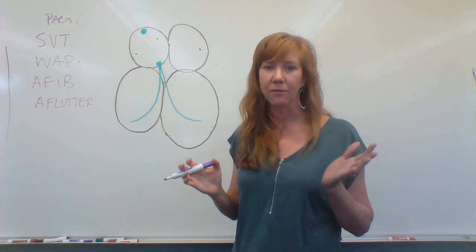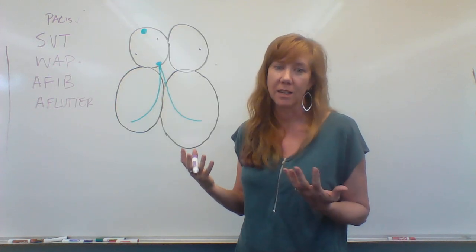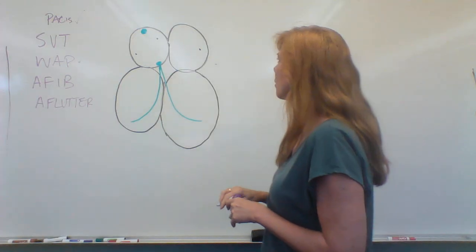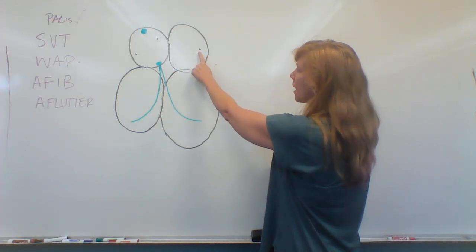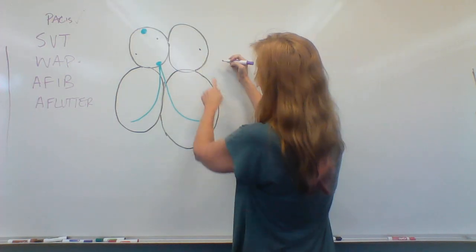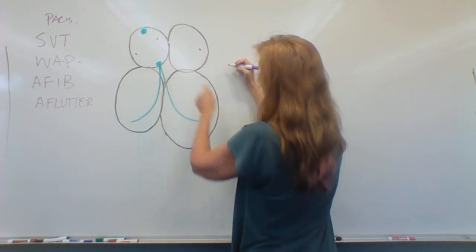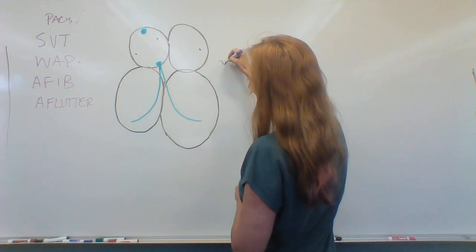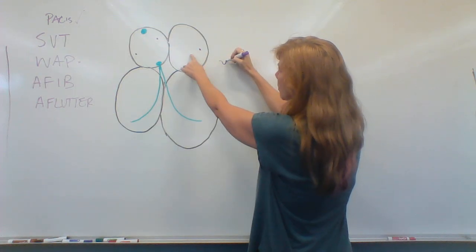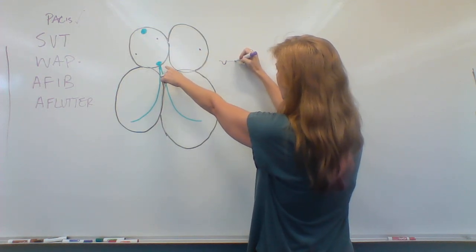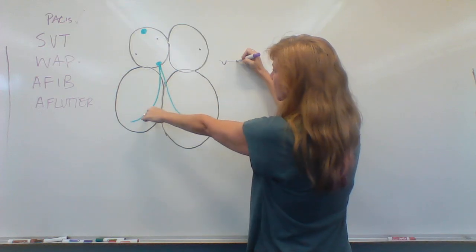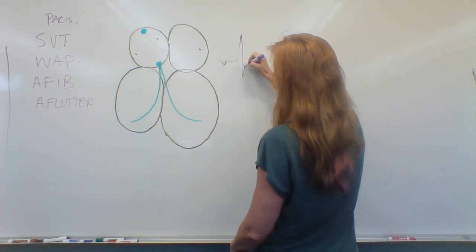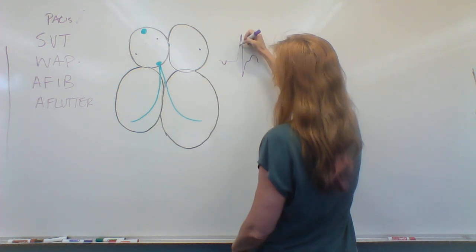Now this is a really funky rhythm, and you only see it very rarely, but we might as well throw it in, and we'll look at a couple strips in class. So if this cell fired first, and it's really far away, let's say that it makes an upside down P, like this, and you might have a prolonged PR, but then it's going to go down the normal bundle branch system, so you get a nice skinny QRS like this, and a regular T wave.